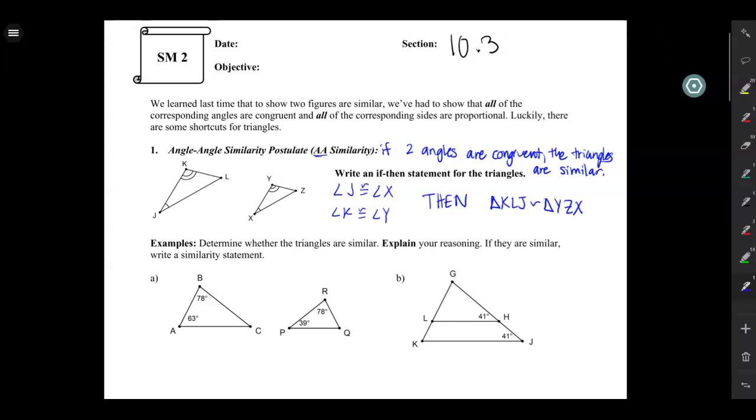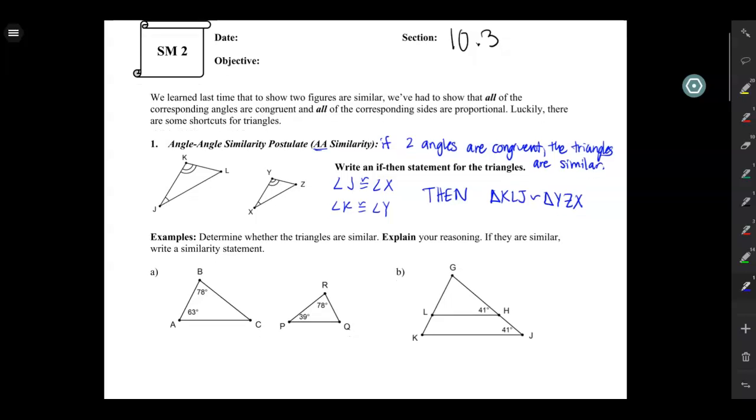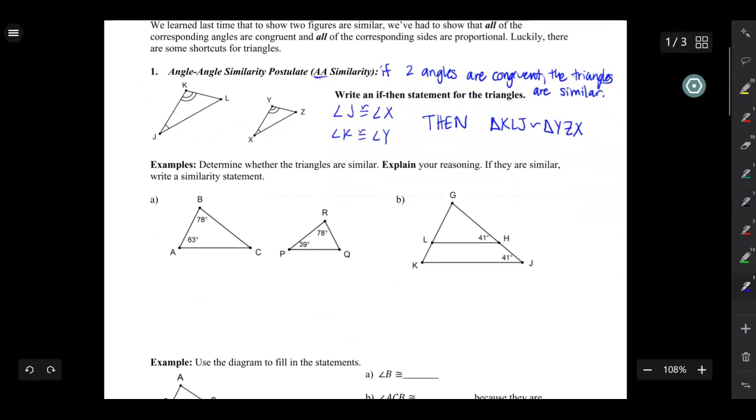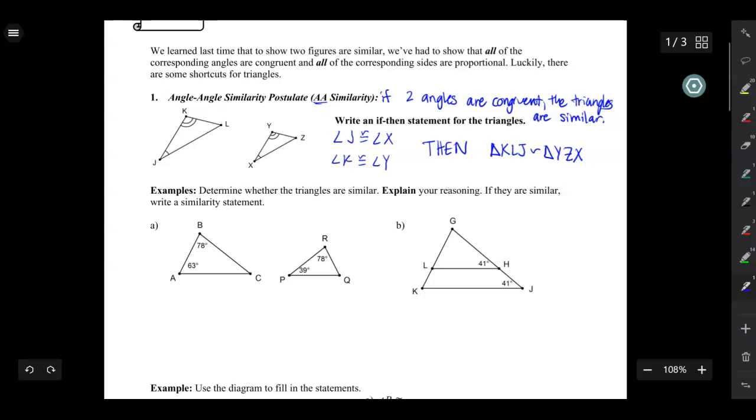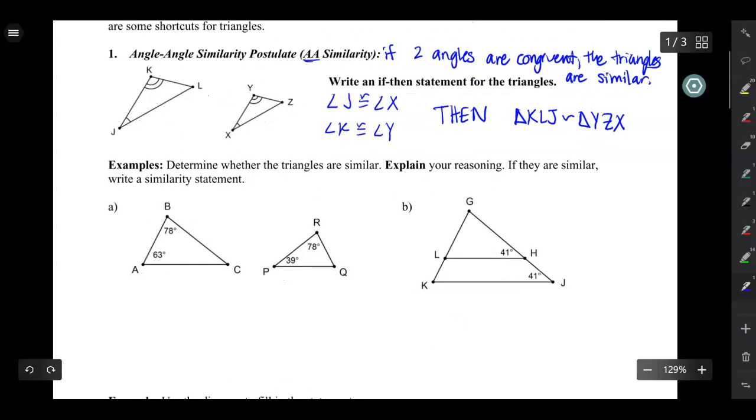Okay. So let's go ahead and look at this next set of examples and determine if these two pairs of triangles are similar to each other. So I have two triangles, ABC and then PRQ. And I see off the bat that they have one angle that's congruent, this 78-degree angle. So that's great. We have one pair of corresponding congruent angles. And the 63 and the 39 are the other angles, and those are not the same. But let's figure out what these third angles are.